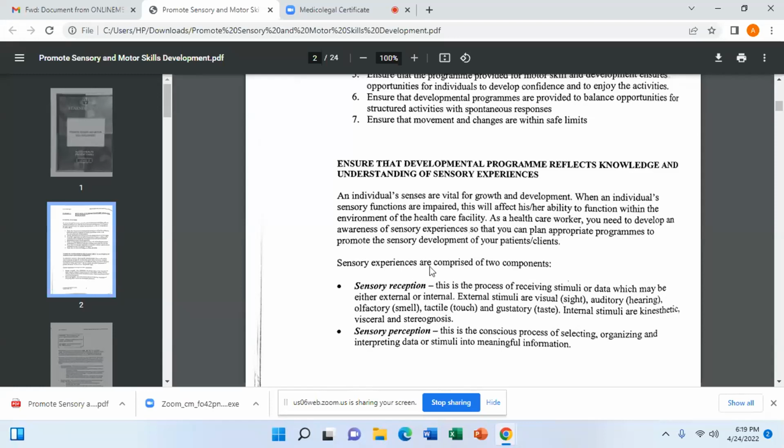So it says the sensory experiences are comprised of two components, sensory reception and sensory perception. Sensory reception, this is the process of receiving the stimuli or data, which may be either external or internal. So reception means you receive. So seeing, hearing, smelling, touch, taste, right? Perception now is what you believe the sensory input supposed to be.